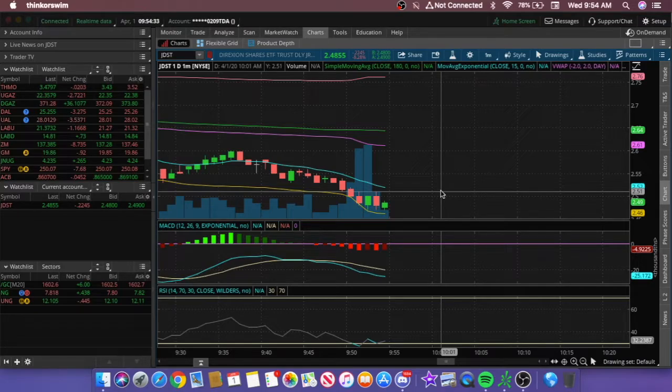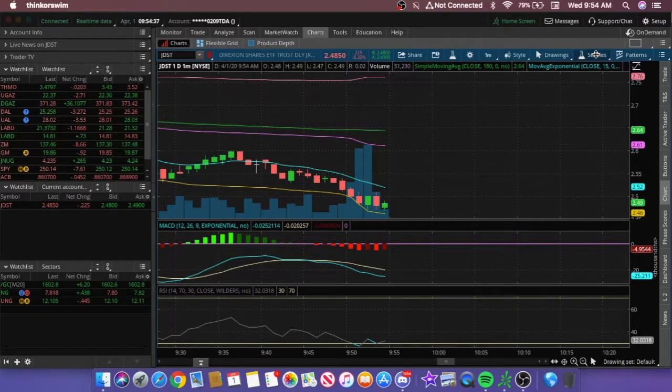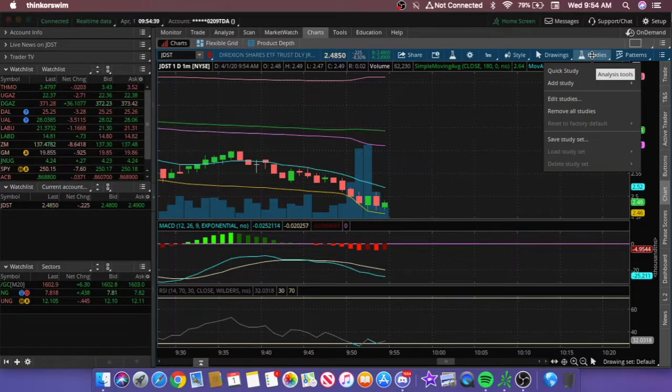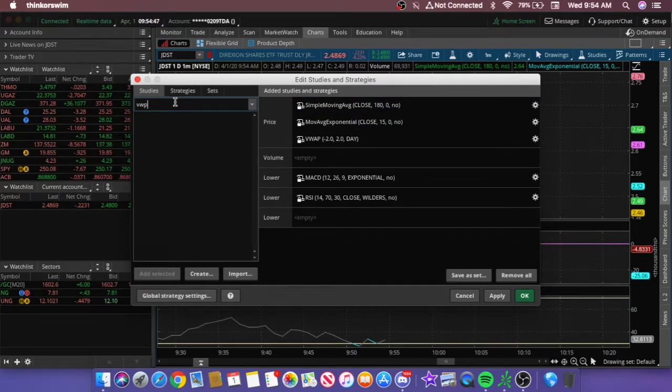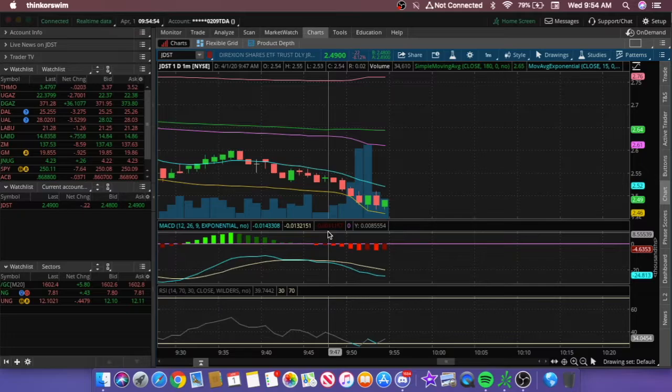So before we move on, if you guys want to try out any of these graphs, you can add these indicators by using the studies button right here, going to edit studies, and then searching up in this bar whatever you want. For example, if you want VWAP, you type VWAP here, and then you have your VWAP. I already have all these graphs laid out.